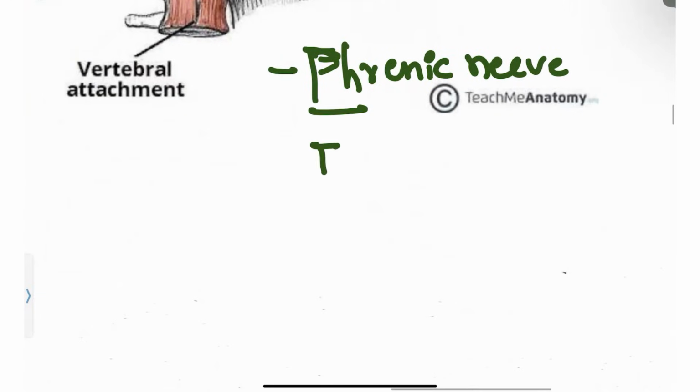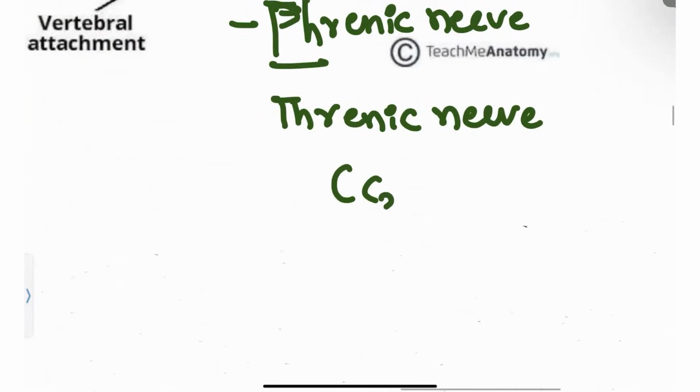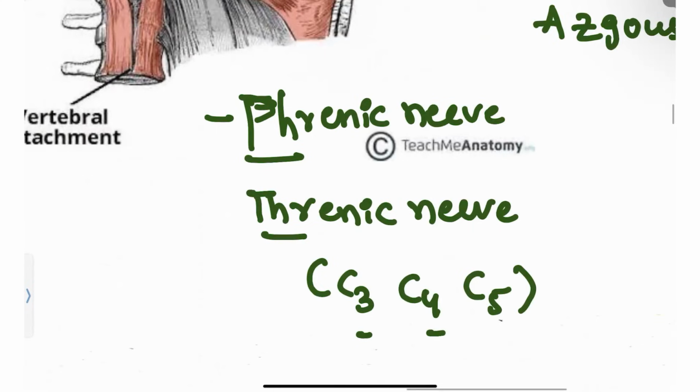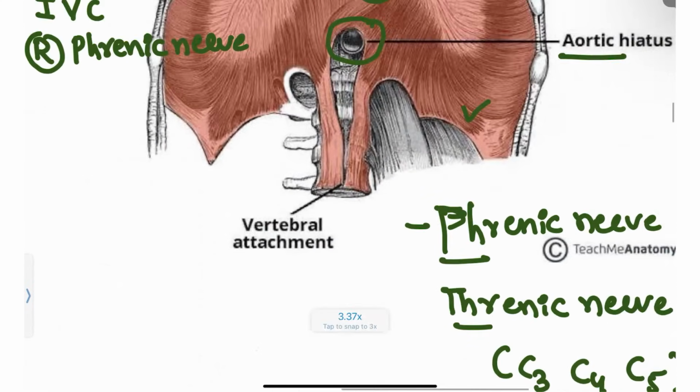So remember this as the phrenic nerve. Okay, phrenic nerve. What are the nerve roots that are present here? C3, C4, and C5. So 3, 4, 5. Phrenic nerve. Remember it that way as a mnemonic.